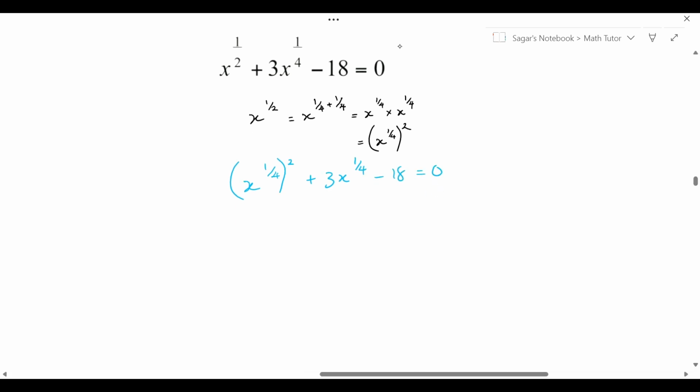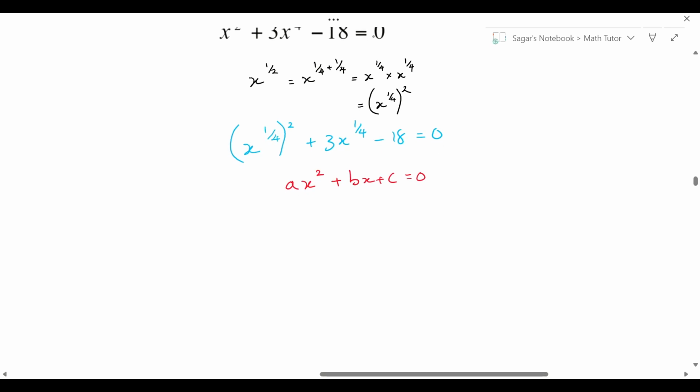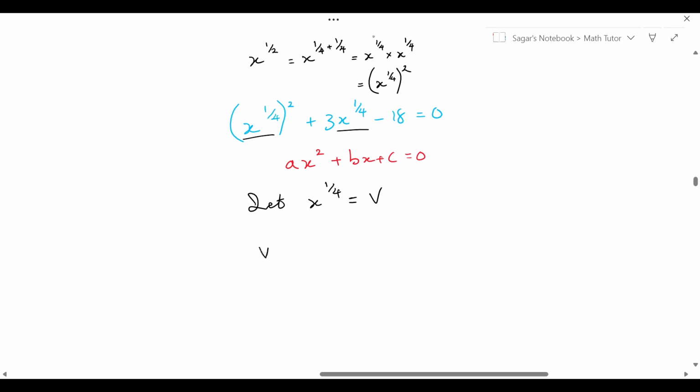Right? Now immediately I see the question wants us to write this in the form of the quadratic equation, which is ax squared plus bx plus c equals 0. Right? So to simplify matters, let us make x to a quarter equal to v. Now we have v squared plus 3v minus 18 is equal to 0.